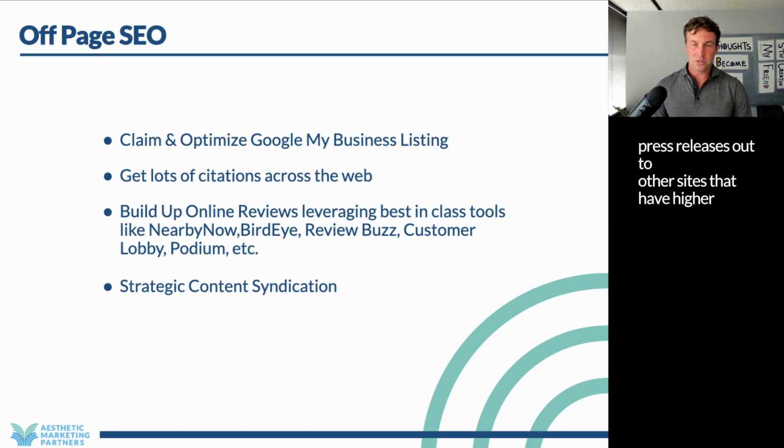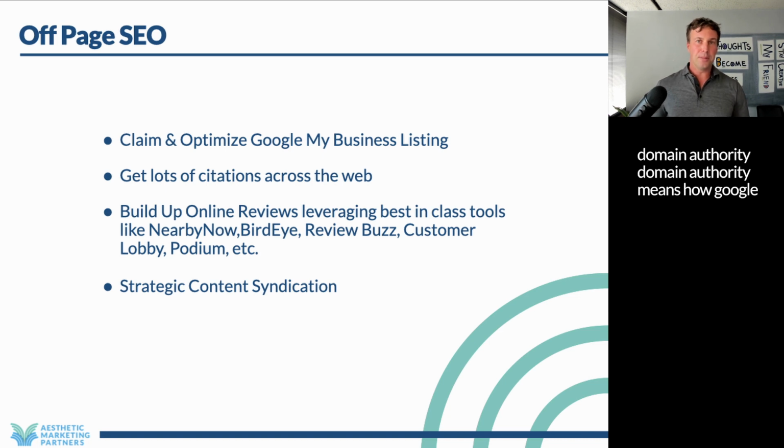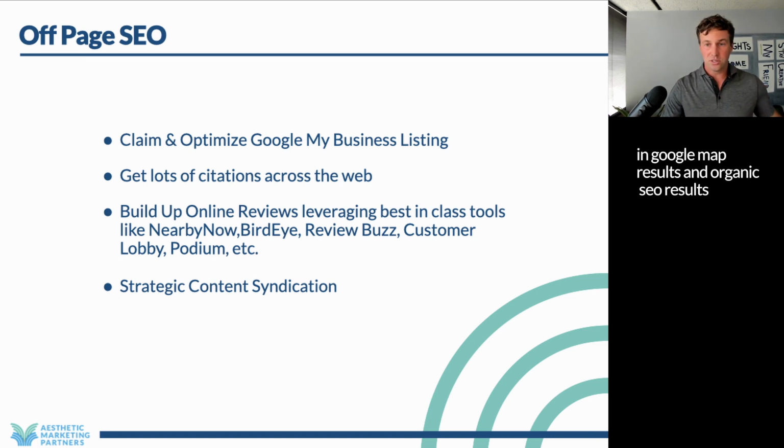And then we push those press releases out to other sites that have higher domain authority. Domain authority means how Google ranks those sites we're pushing out to, and typically news sites rank as one of the highest because they have more trust. As they link back to your site, that will help build that SEO and help your site and company return higher in Google Map results and organic SEO results.